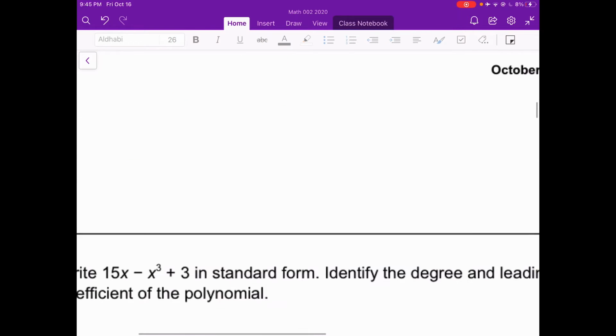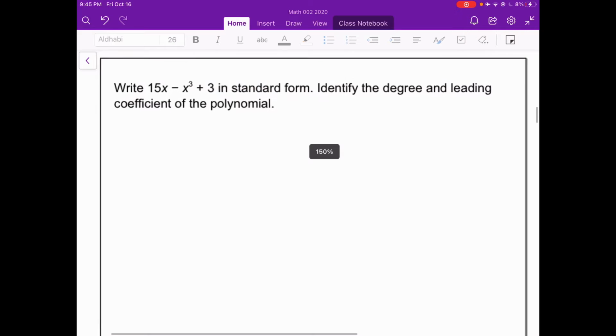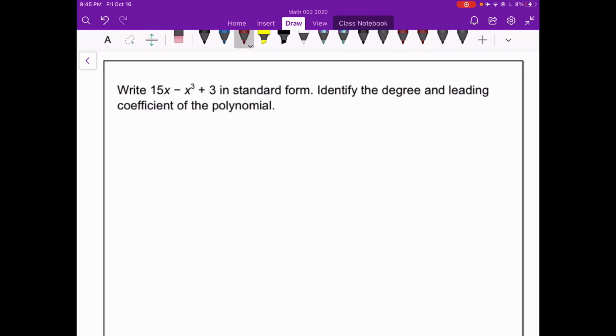We'll do a couple examples together, but first we need to be able to write them in standard form. This problem says write it in standard form. Standard form puts the highest power first, so I would put the term x to the third first, but don't forget the negative in front. The next highest power would be 15x, because the power of x is 1. And the last one would be the constant term. So this is the standard form.